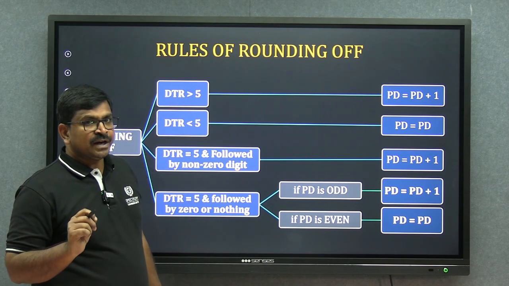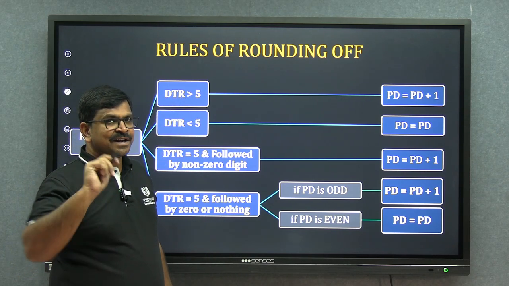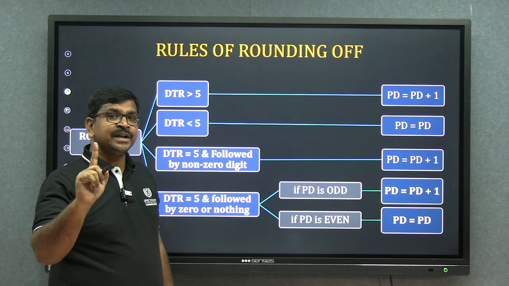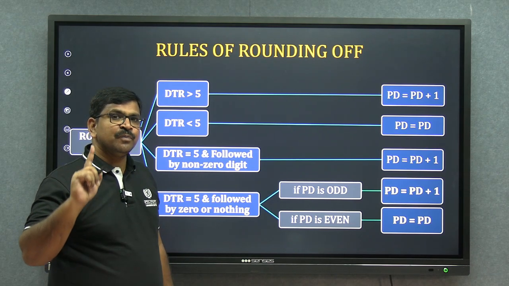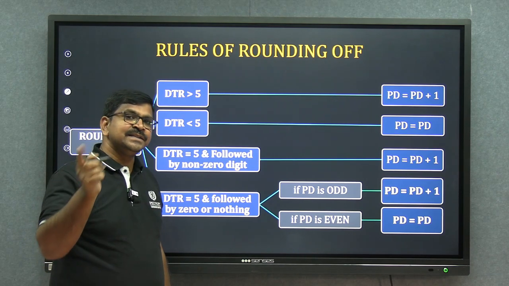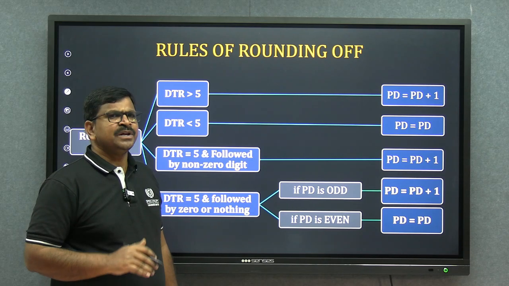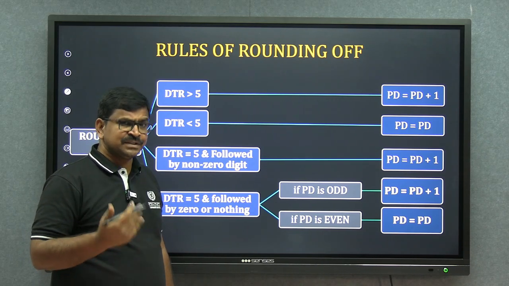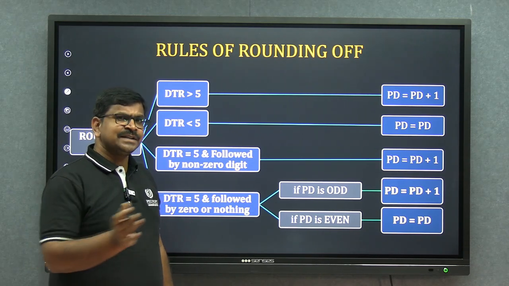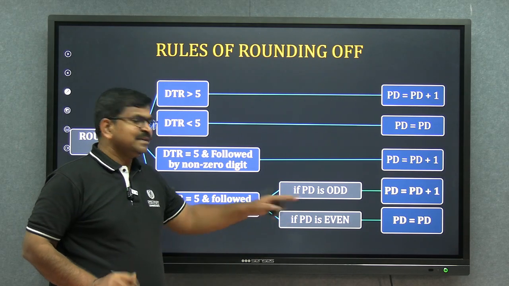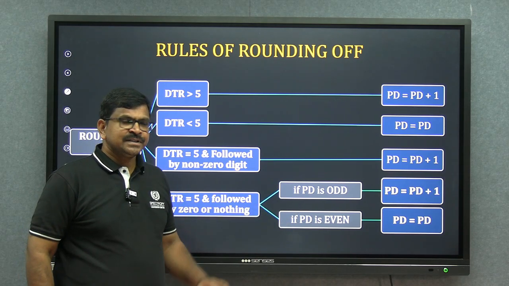In which case we will get PD remain same? One case is DTR less than 5, another case DTR equal to 5 and followed by nothing and PD is even number. Something like this, 2, 5, 4, 5, 6, 5, 8, 5. In all these cases, PD remains same. So this is the idea.